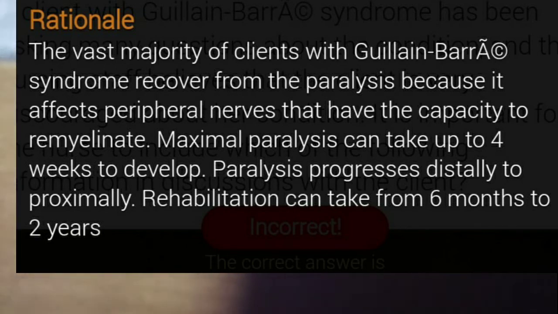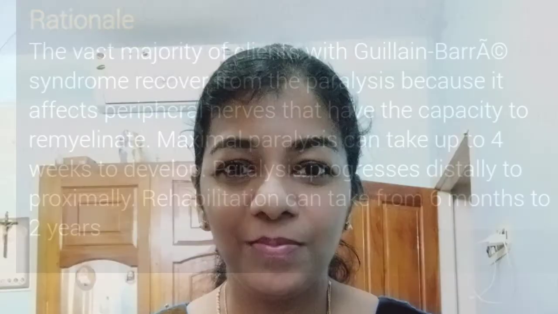Generally, a vast majority of people recover from this condition. We can go to the other options also. Paralysis occurs within 48 hours of diagnosis? No. Paralysis occurs up to 4 weeks. Then paralysis occurs proximally to distally? No. The paralysis occurs distal to proximal. With maximal rehabilitation, function is regained within 3 months? No. Rehabilitation takes from 6 months to 2 years. So our answer is D.